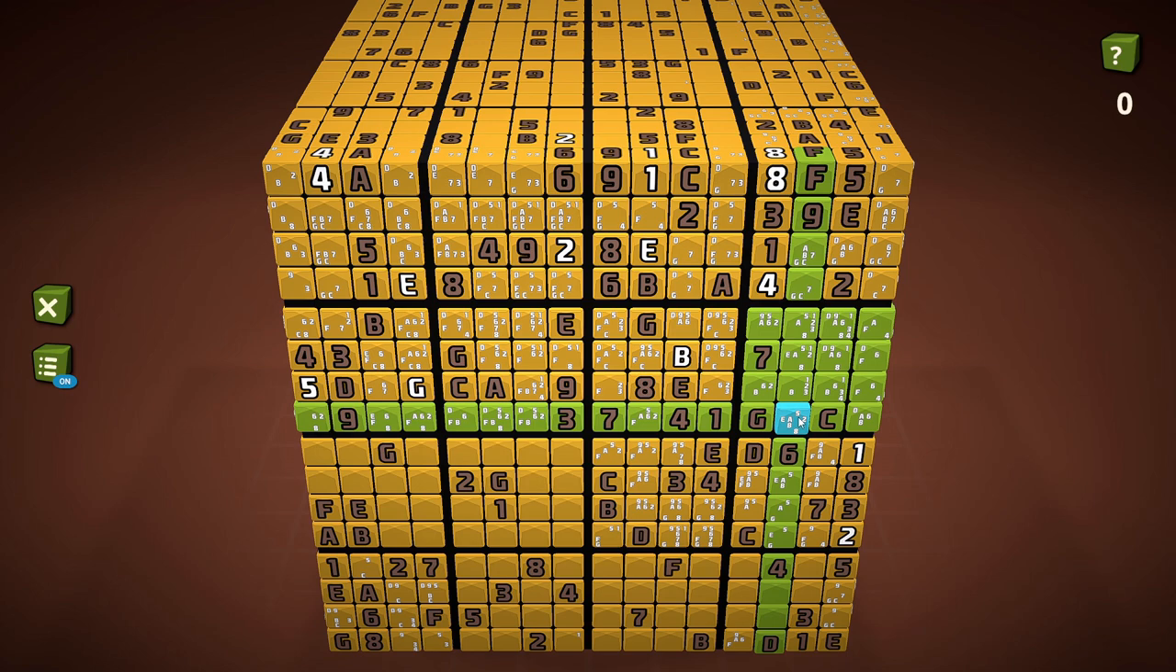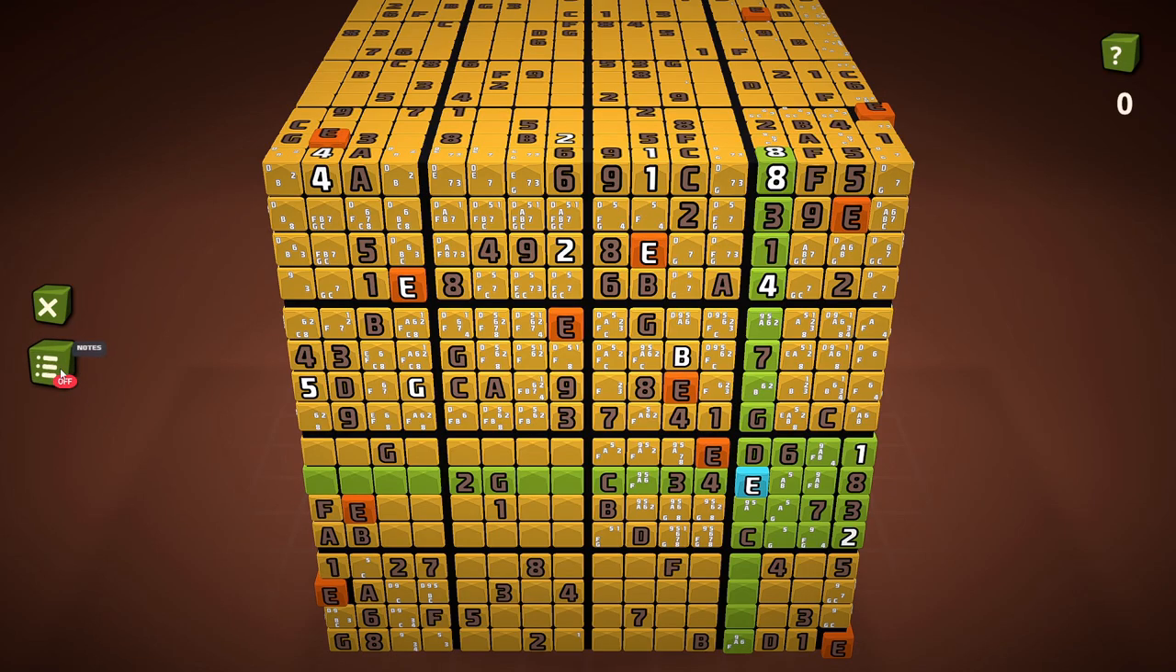this one or this one, which means that and that can't be E. These can't be E. These now can't be E. That can't be E because of this. So this is now suddenly an E. Woohoo!